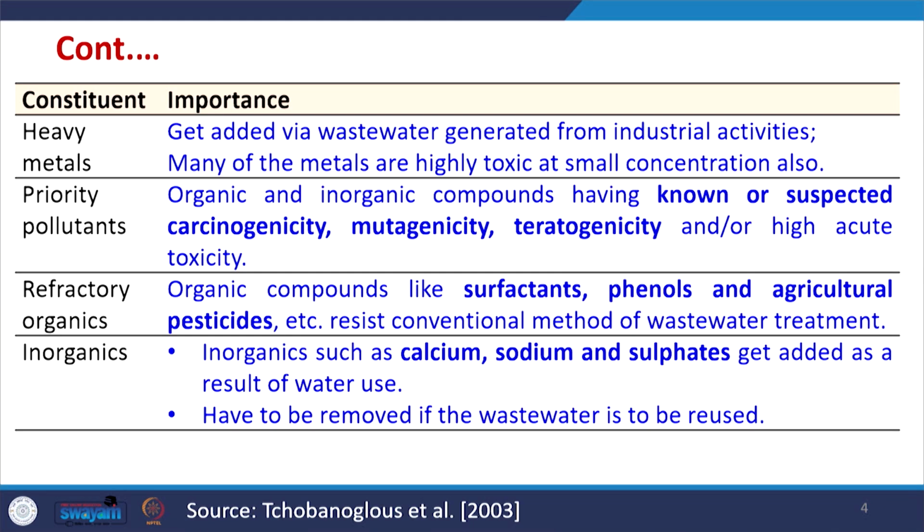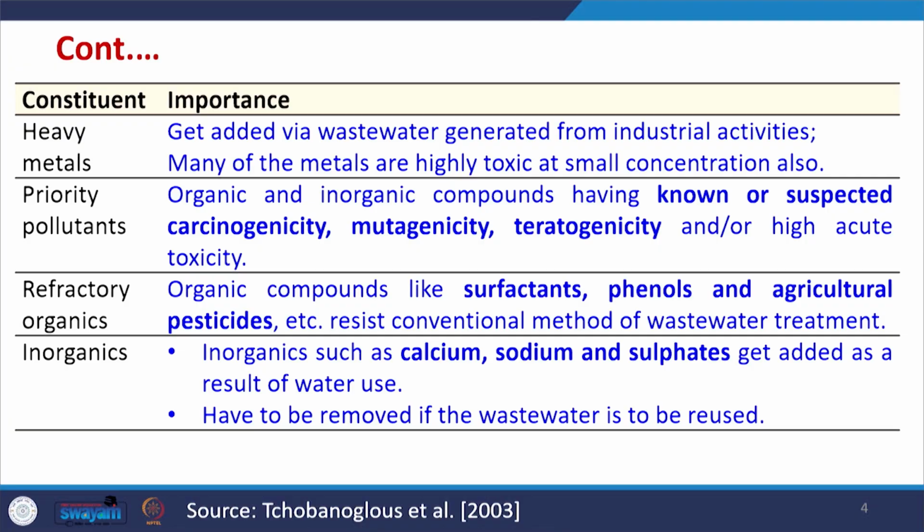Similarly, heavy metals, some other types of priority pollutants, refractory organics, and inorganics may be present, and they may be getting added from different sources including industrial activities. So, heavy metals get added via wastewater generated from industrial activities. Many of these heavy metals are highly toxic even at very small concentration. So, they make the wastewater totally unusable for any other uses if they are present.